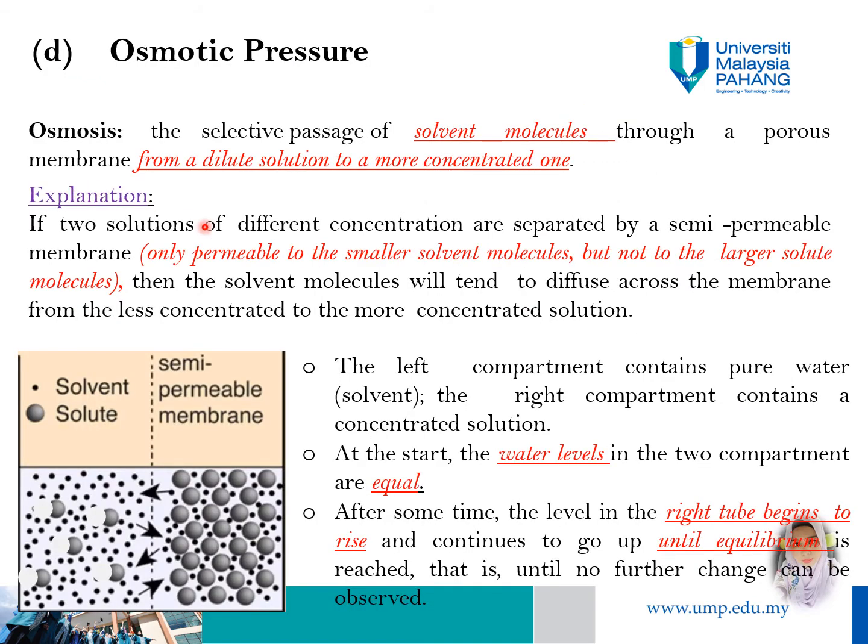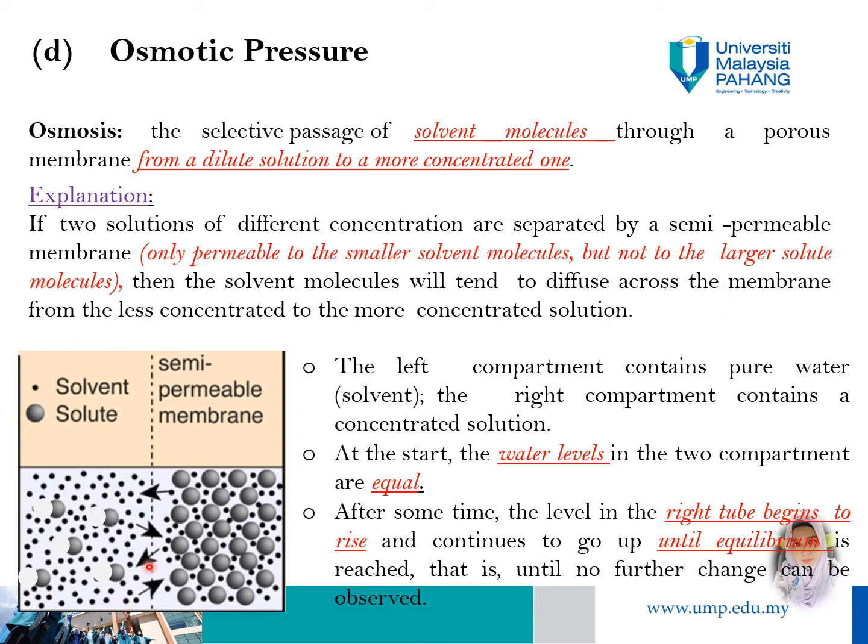Osmosis is the spontaneous movement of solvent molecules through a semi-permeable membrane into a region of high solute concentration. For example, when we have two solutions of different concentration, the solvent molecules will tend to diffuse across the semi-permeable membrane from the less concentrated to the more concentrated solution.